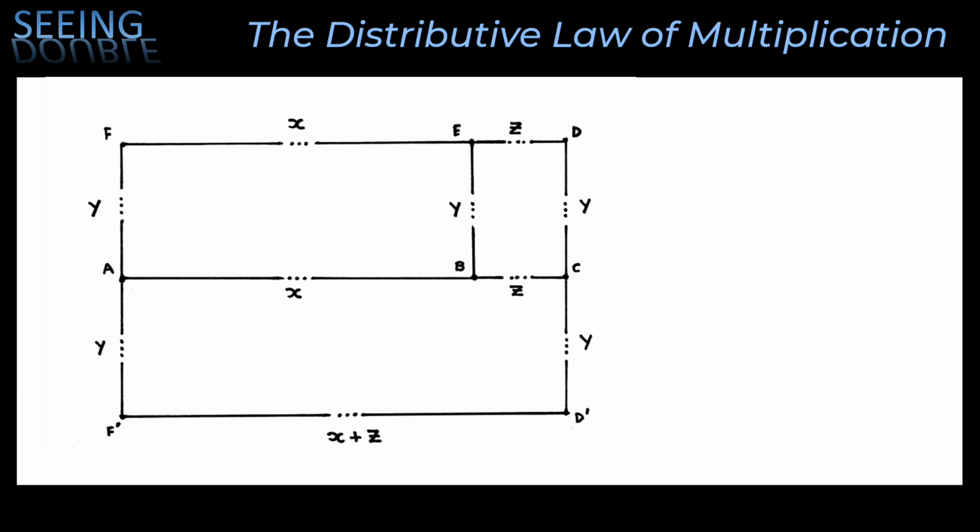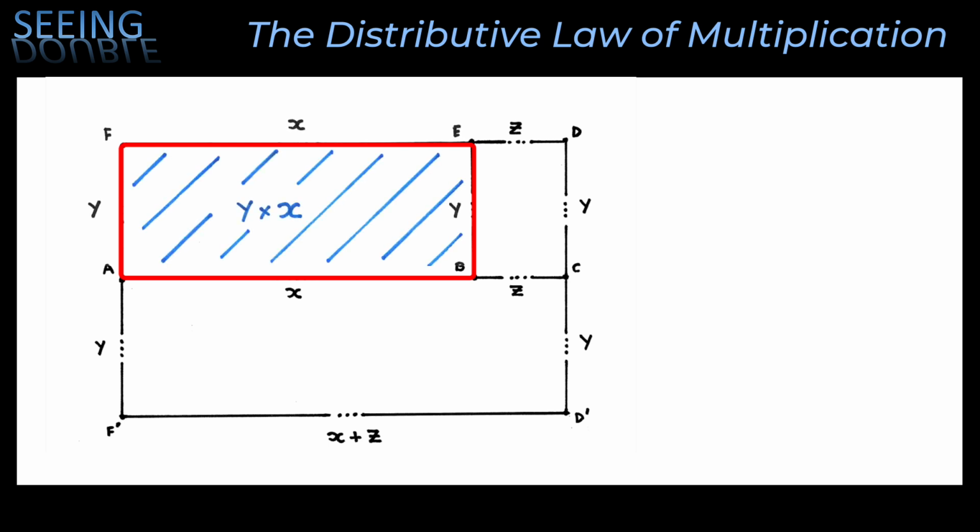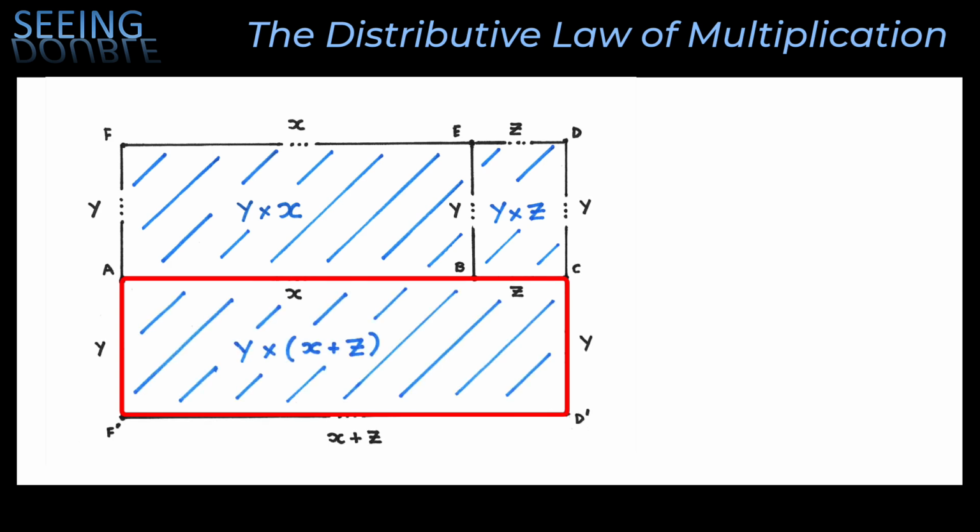Now let's look at those rectangles, starting with ABEF. Now that AF is varying with length y, this area is no longer 3 by x, it is y by x. In a similar way, rectangle BCDE has dimensions y high and z wide, so its area is y by z. Looking at the area of rectangle ACD''F', as it is y high and x plus z wide, its area must be y by x plus z.